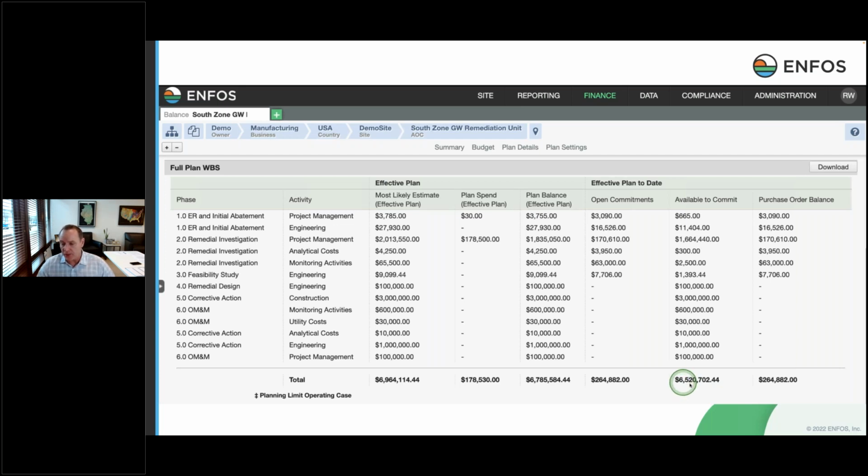So in this case, we have 6.5 million of this remaining balance still available to commit. But unless I make a plan change, I cannot exceed that with work commitments. The business decision is to what level you want to control your work commitment checks, to the total project or to the individual work breakdown structure elements.